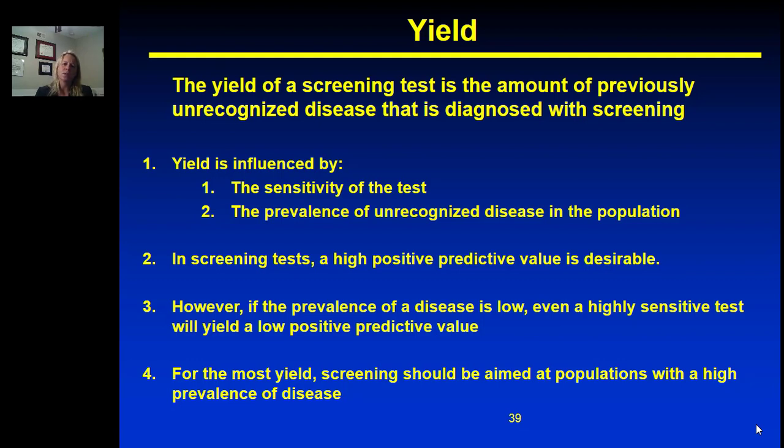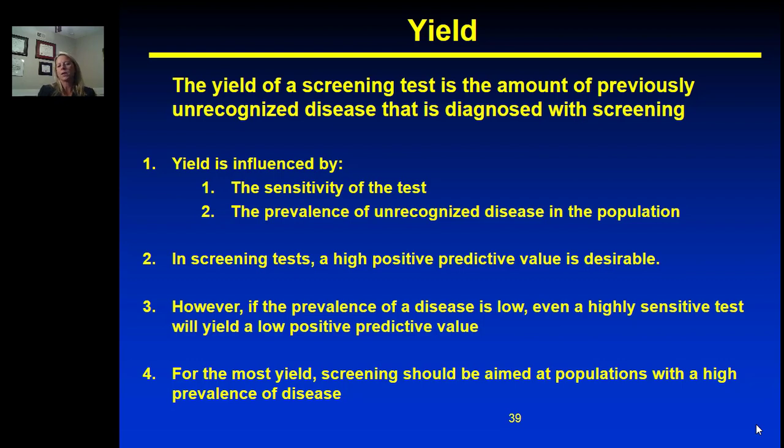So in screening tests, a high positive predictive value is desirable, as we've discussed. However, if the prevalence of the disease is low in that particular population, even a highly sensitive test will yield a low yield in terms of the positive predictive value. And for most yield, screening should be aimed at populations with a high prevalence of disease.